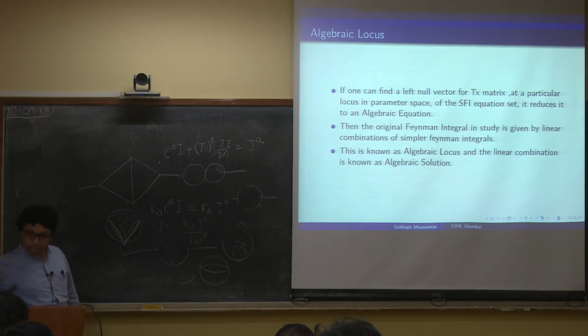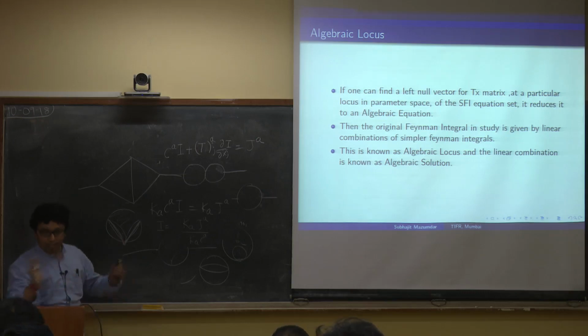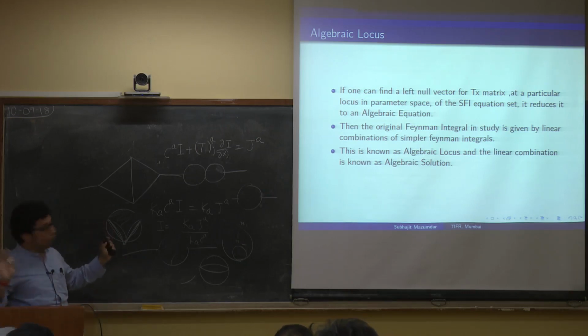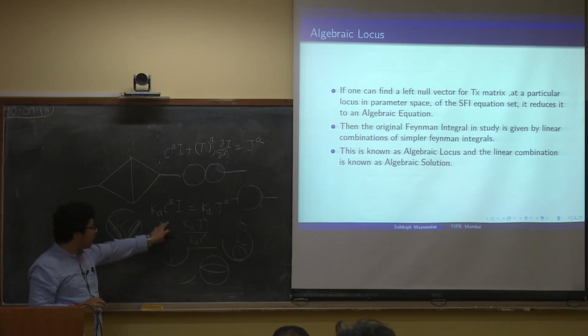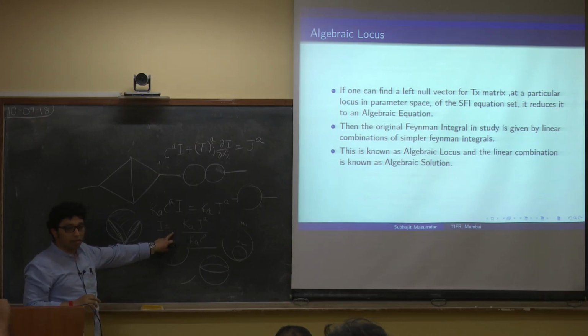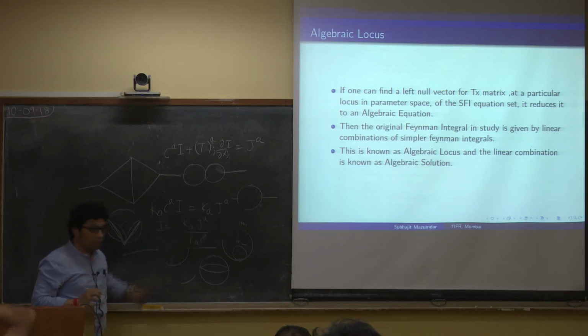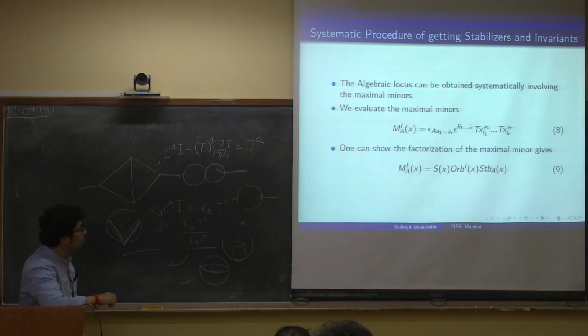Now the left null vector is an algebraic thing. One can do it by direct solution, but there is a systematic way to do that. So the left null vector of the matrix T gets rid of the partial differentials and converts it to an algebraic equation, and this is the algebraic solution for that integral.